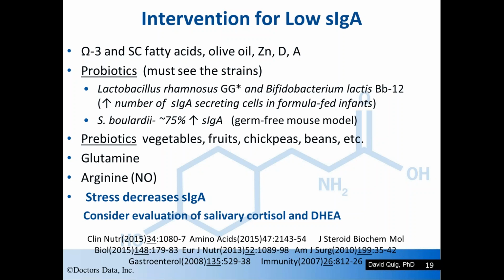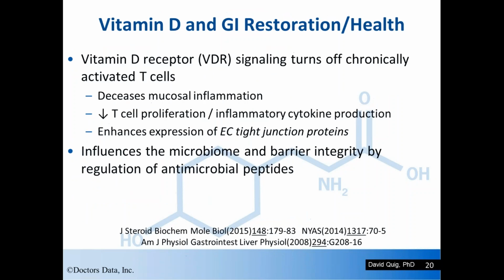Now, juxtaposed, stress really trashes secretory IgA activity. That's emotional or physical stress, knocks out secretory IgA production and secretion. So in patients with low secretory IgA on a stool analysis, do consider evaluation of salivary cortisol and even DHEA.